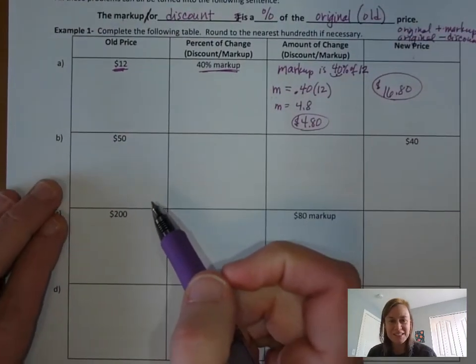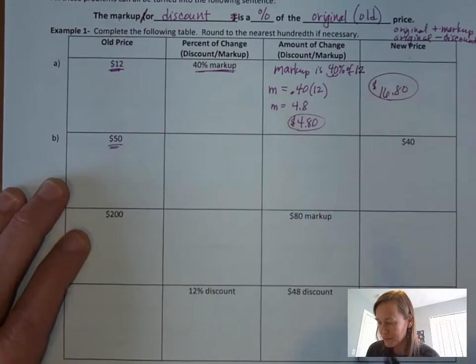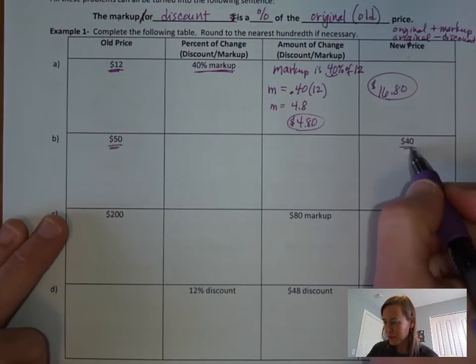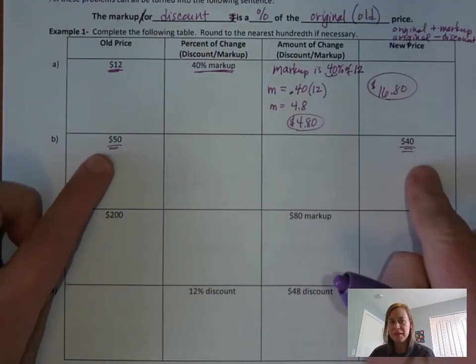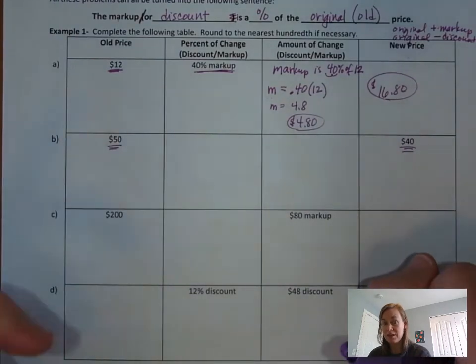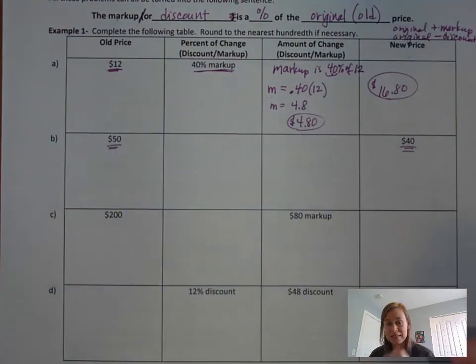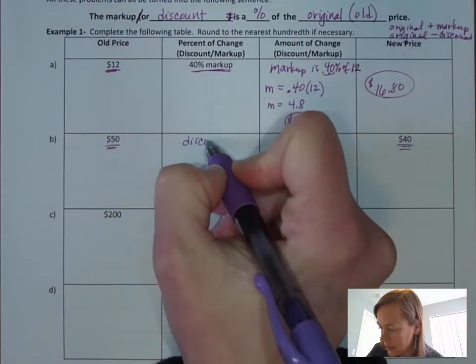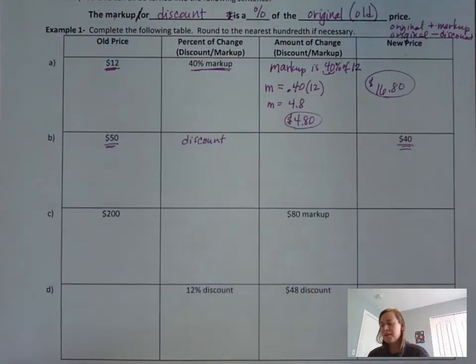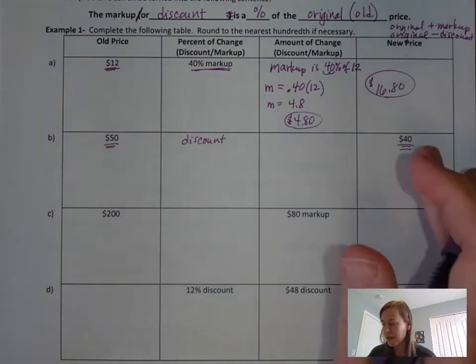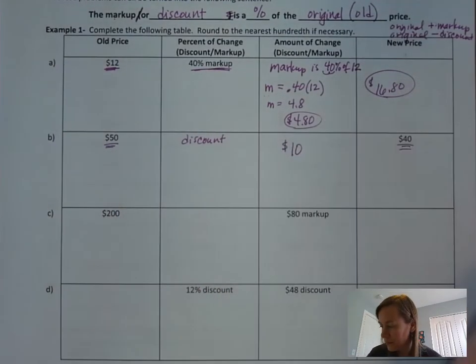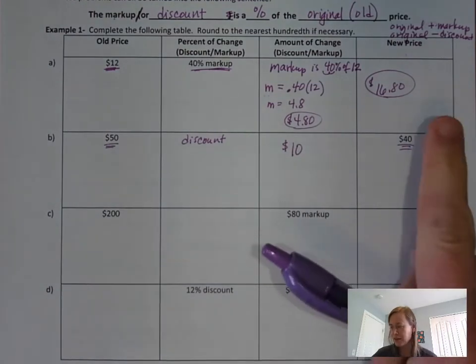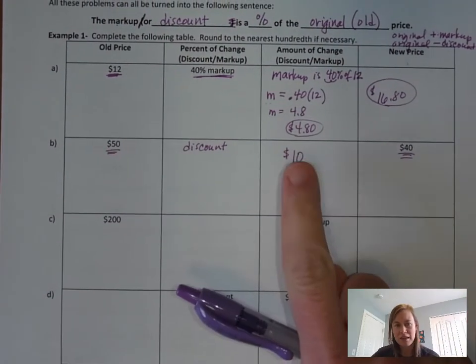So different pieces of information. This time we have the old price being 50, and we have the new price being 40. Okay, so is this a markup or a discount? It looks like the price went down because it started at 50 and then it became 40. So we're going to make a little note right here that says discount, okay? Now, how much did it go down? You can probably do that in your head. Just subtract 40 from 50 and you'll know that the amount of change was $10. Okay, so we just subtracted 50 minus 40 and we got the amount of change here.